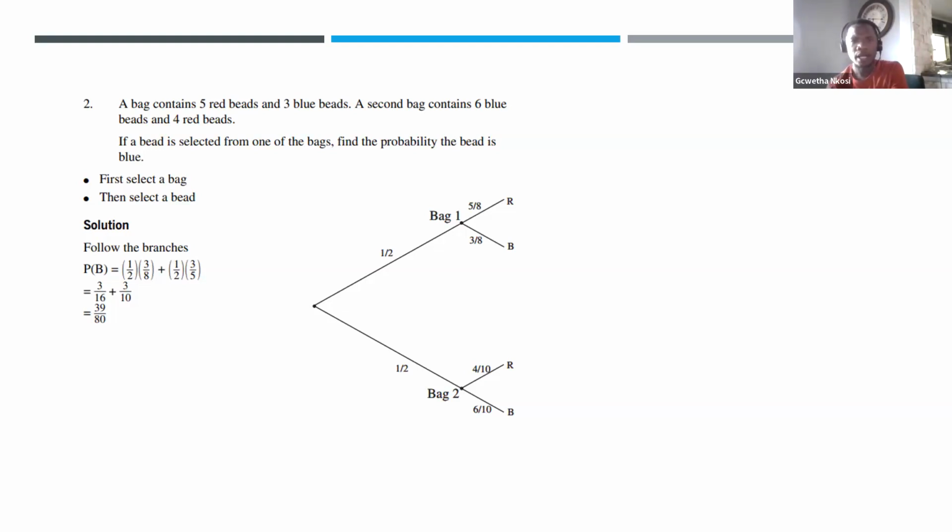In reality here, let me read the second line. If a bead is selected from one of the bags, find the probability that the bead is blue. Okay, in reality here, how many bags do I have? I have 2 bags. So each of those bags, it contains what? It contains beads. What is the color of the beads? I've got 2 outcomes or choices of colors, which is red and blue. Oh, okay. I have 2 bags.